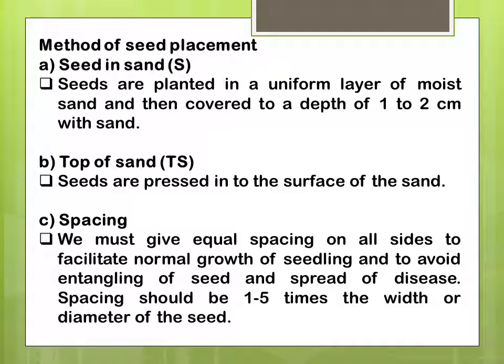Now, method of placement. There are different methods. First is seed in sand: you plant the seeds into a uniform layer of moist sand. Second is top of the sand: seeds are placed on the surface of the sand. And next is spacing. Again, you have to maintain the spacing.